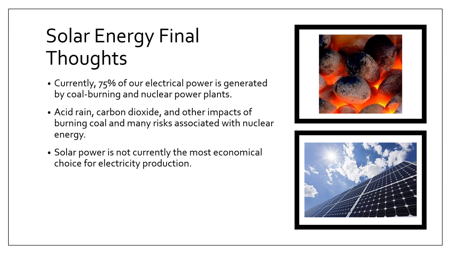Currently we get 75% of our electrical power from coal burning and nuclear. We have acid rain, carbon dioxide, all the bad impacts of burning coal. And we have risk associated with nuclear power generation. Now, solar is very economical, and it also doesn't produce emissions. So it's good for electricity production, and we should go solar for it.